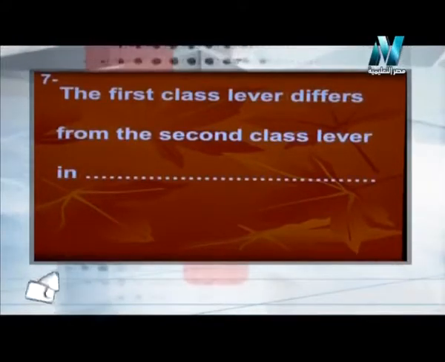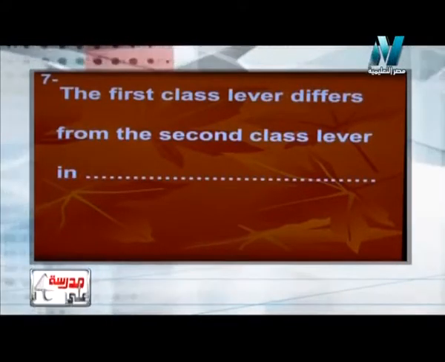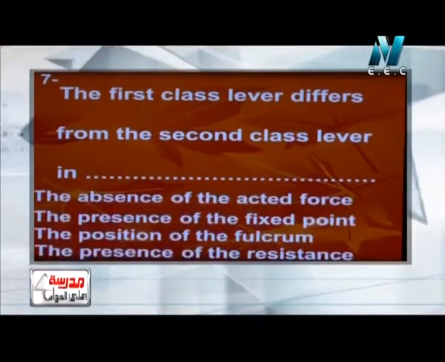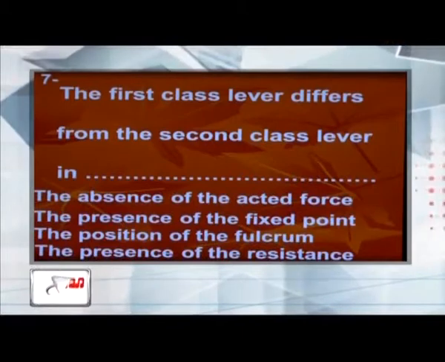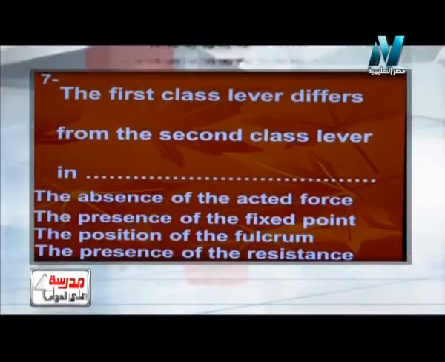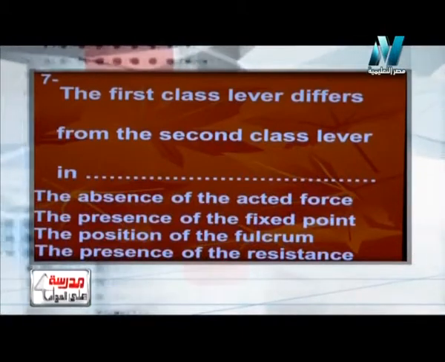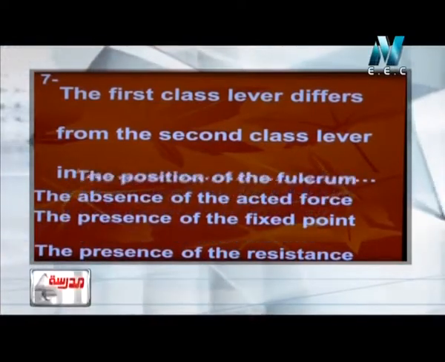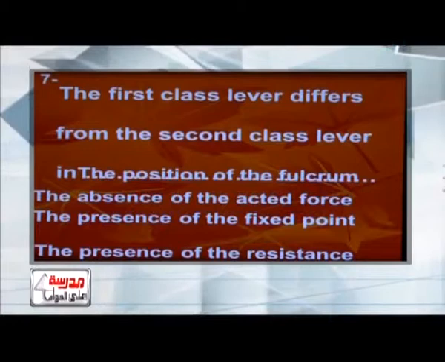Another question. The first class lever differs from the second class lever in what? The absence of the active force, the presence of the fixed point, the position of the fulcrum, or the presence of the resistance. Surely the position of the fulcrum.